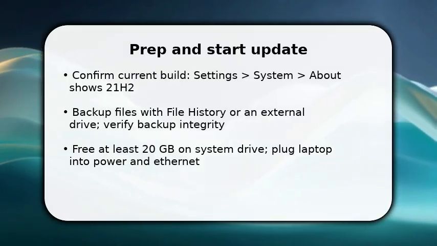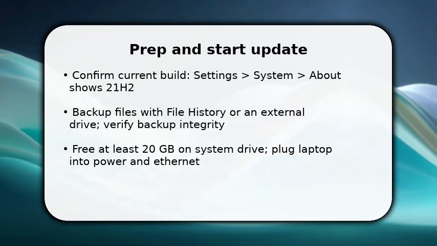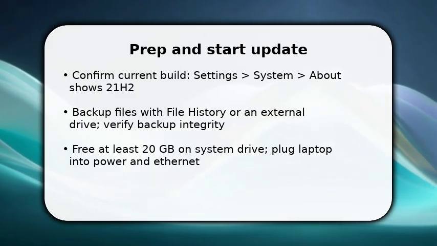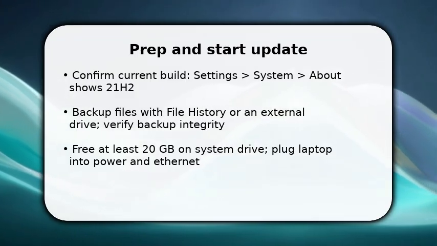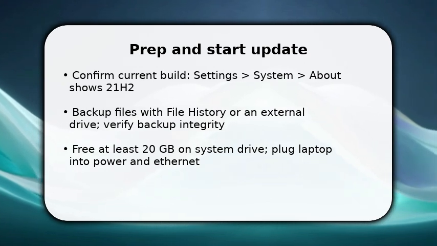Next, open Settings Windows Update and click Check for updates. If 23H2 isn't offered, download the Windows 11 Installation Assistant. Make sure Secure Boot and TPM2.0 are enabled in firmware. These requirements prevent installation errors later.